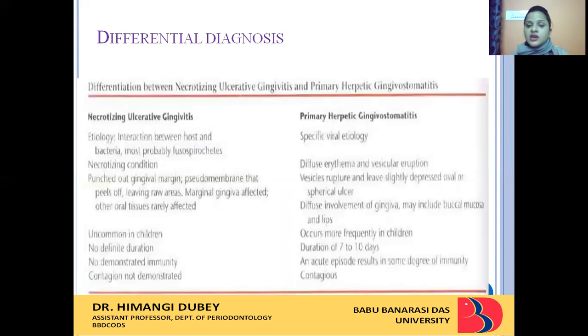Differential diagnosis. Primary herpetic gingivostomatitis should be differentiated from several conditions. NUG can be differentiated in different ways. So here we can see this table.